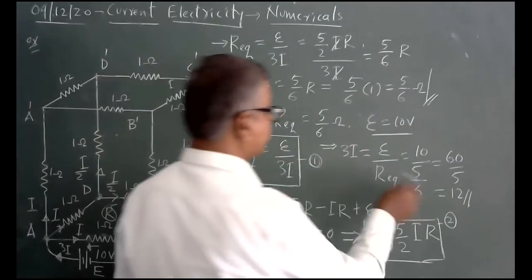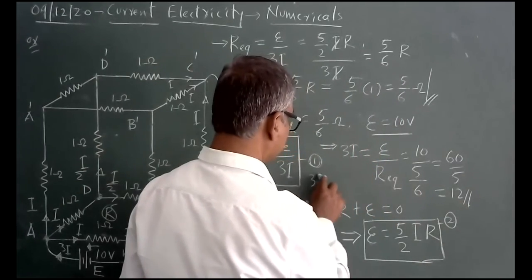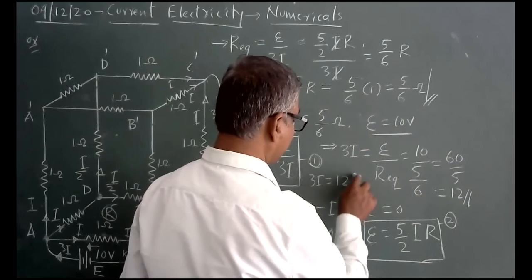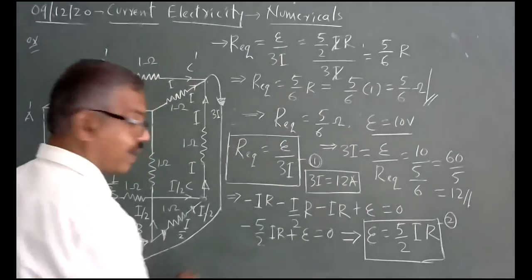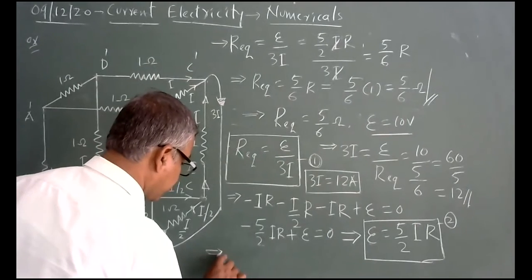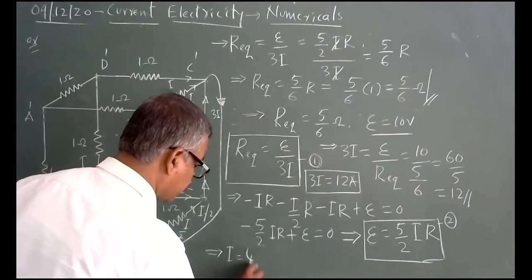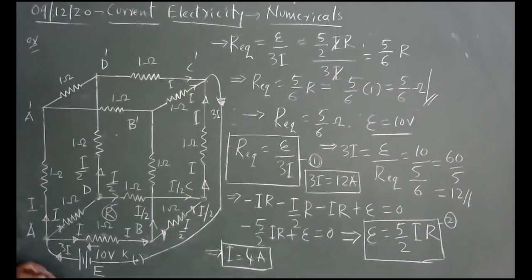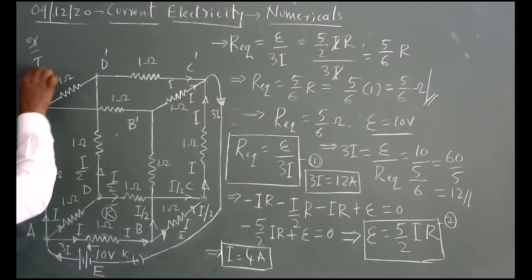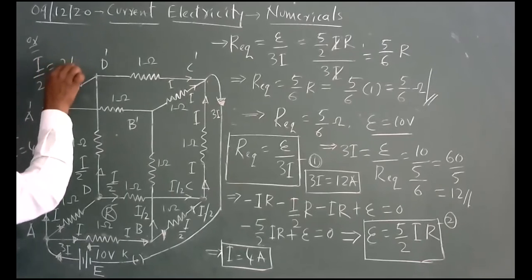Once I have this value, 3I equal to 12 ampere, then you can easily get the value of I. The value of I is equal to 4 ampere. I hope it's very clear. What is the current here? 3I equal to 12 ampere, 4 ampere, 4 ampere, 4 ampere. Means I equal to 4 ampere, I by 2 equal to 2 ampere.